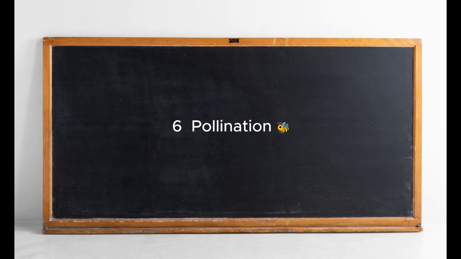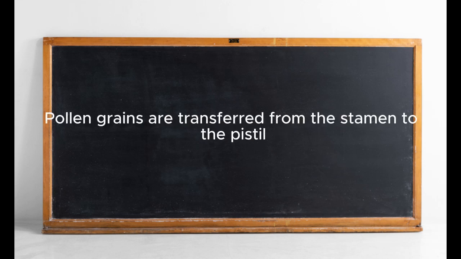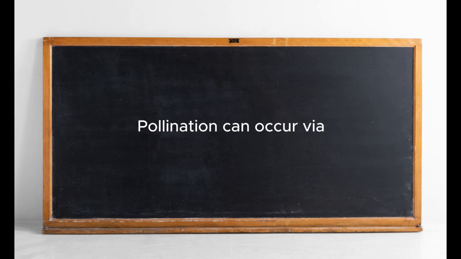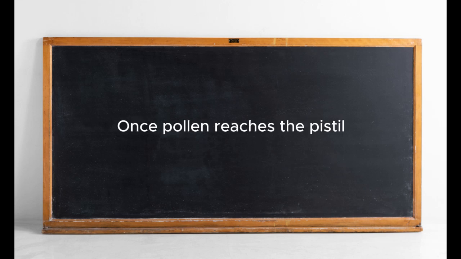6. Pollination. Pollen grains are transferred from the stamen to the pistil. Pollination can occur via insects, wind, water, or animals. Once pollen reaches the pistil, fertilization occurs.